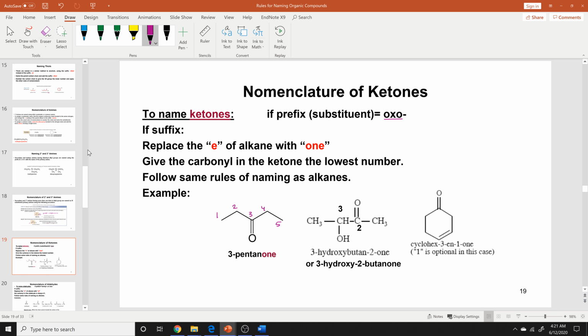So the OH now we're going to call it hydroxy. We're going to give the ketone the lowest number, so the OH is going to be carbon number 3. It's going to be 3-hydroxy, 1, 2, 3, and 4. It's going to be butane. Drop the E. It's going to be 2, and it's going to be one.